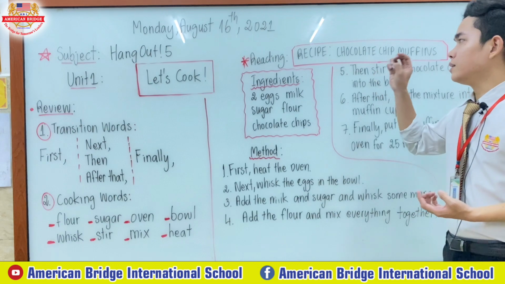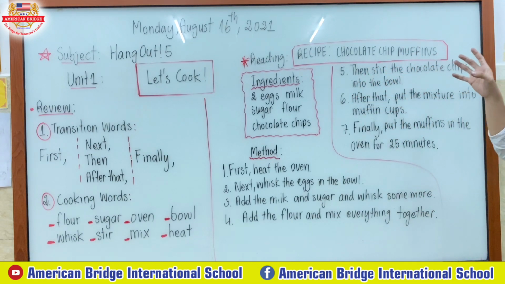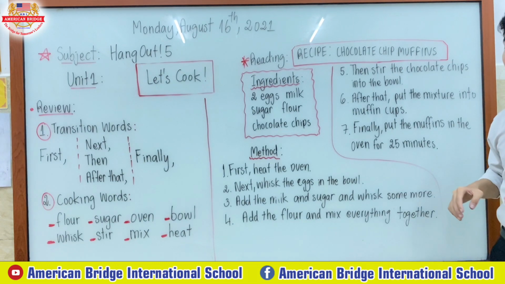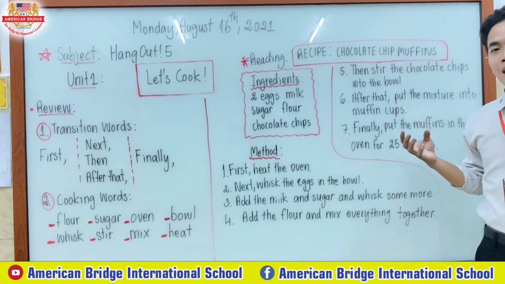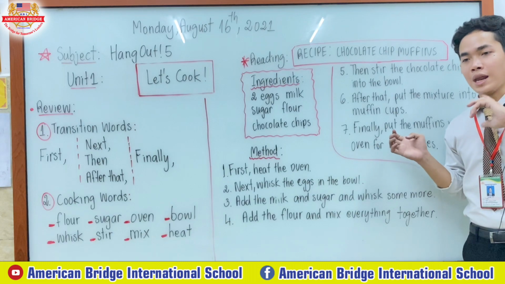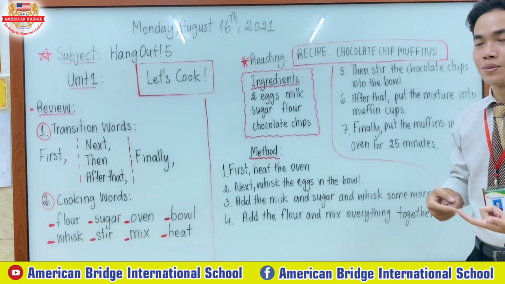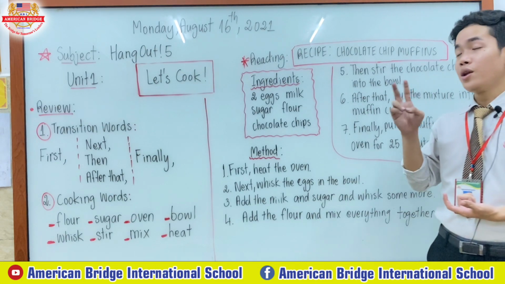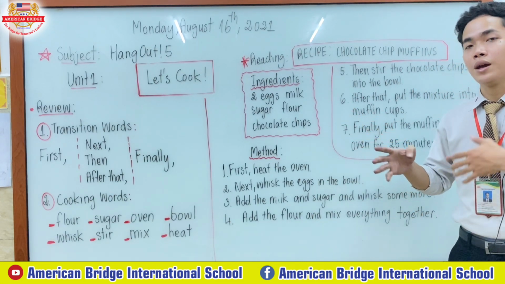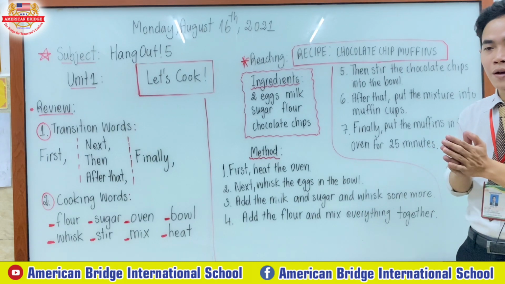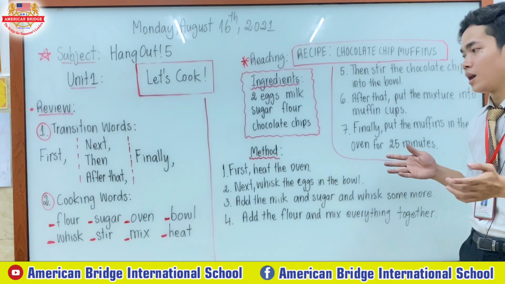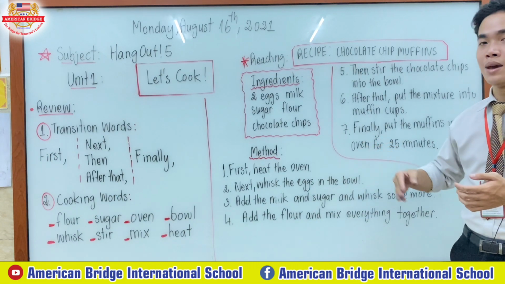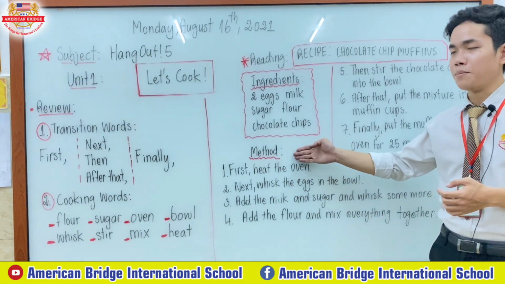And today we are going to learn how to make a chocolate chip muffin. It's a kind of cake that's so sweet and also has the chocolate flavor. We are going to learn about the ingredients, the ingredients of how to make that muffin, and also we know how to make it by looking at the method.